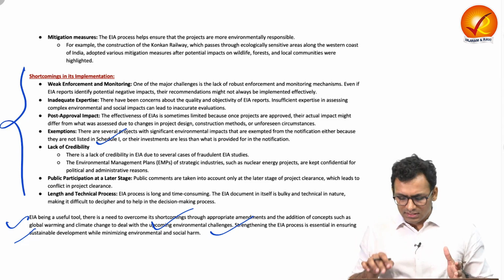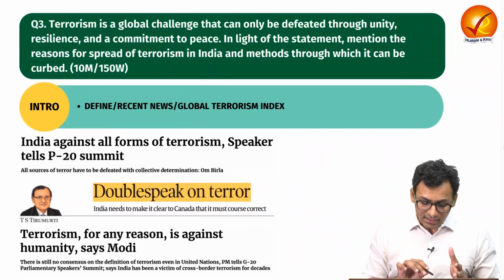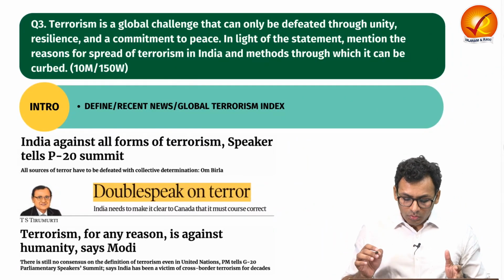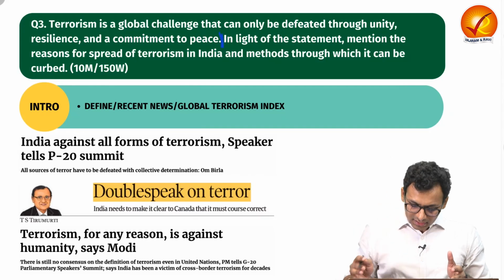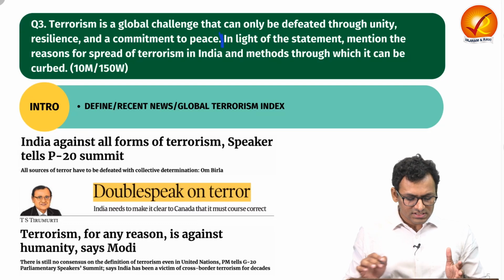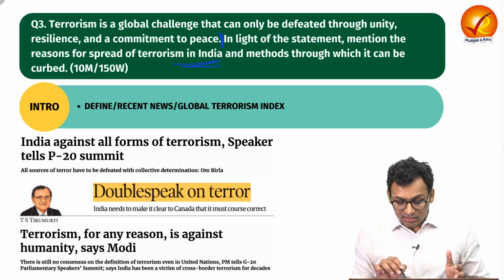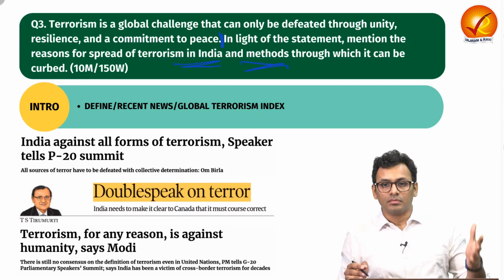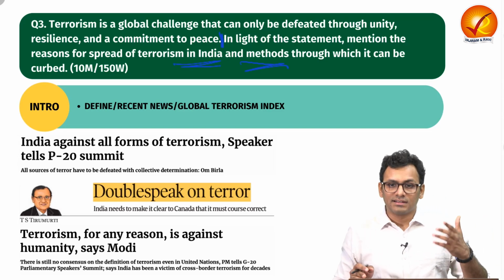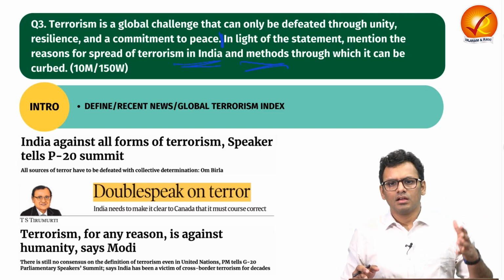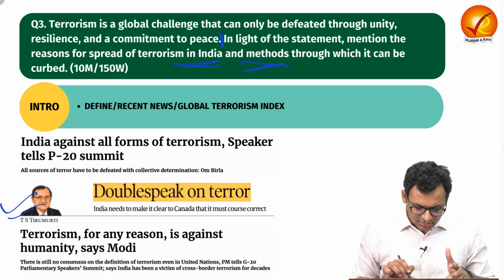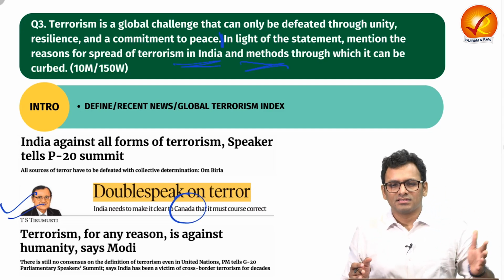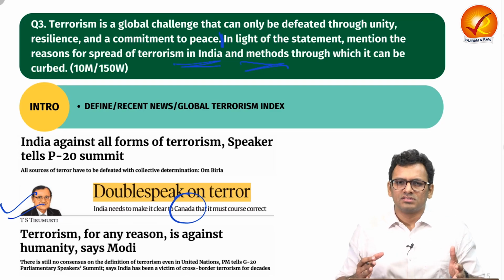Let's move to question number 3, which is a current affairs based question. Terrorism is a global challenge that can only be defeated through unity, resilience and commitment to peace. In light of the statement, mention reasons for spread of terrorism in India and methods through which it can be curbed. Now, we have recurringly witnessed news related to terrorism, either the Hamas and Israel conflict, or you can talk about how there are certain nations which are promoting terrorism or giving certain kind of justification.